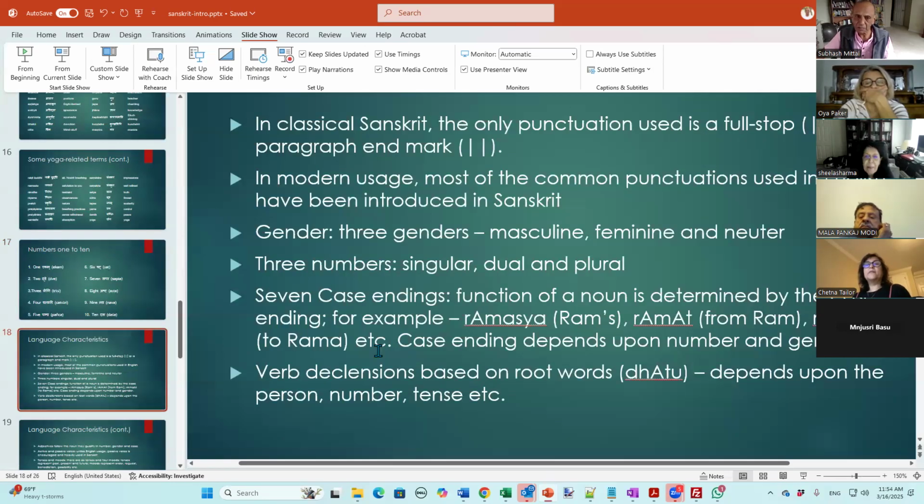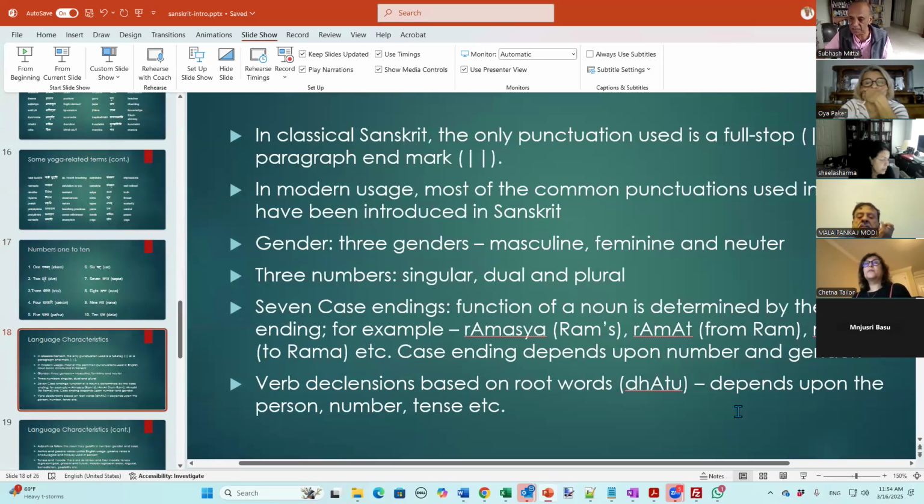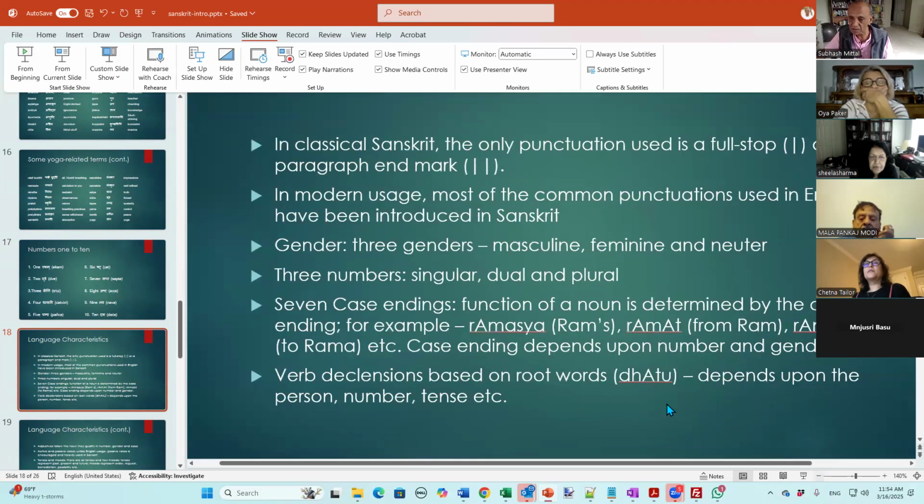Okay. Now I'm going through some of the characteristics of the language again. So let me just quickly go over this. In Sanskrit, the only punctuation used is a full stop, which is a single bar, or an end of paragraph mark, which is 2 bars. There are no punctuation marks for colon, comma, and all those things, and they're all handled just by the way the sentence is structured. That's how we know where to pause.